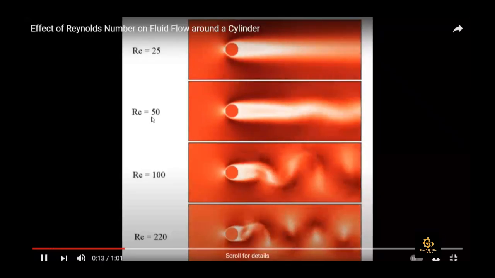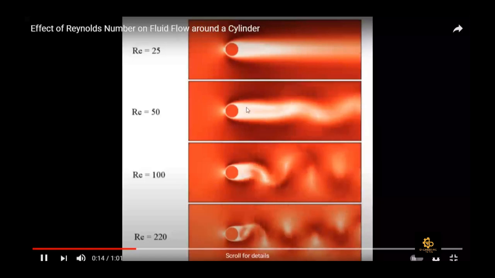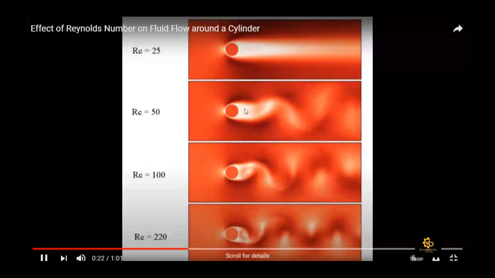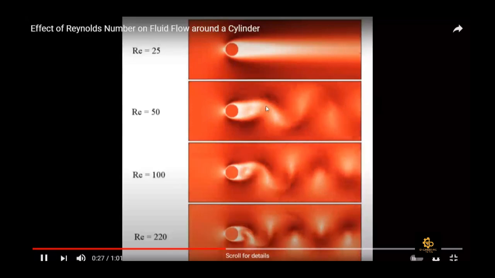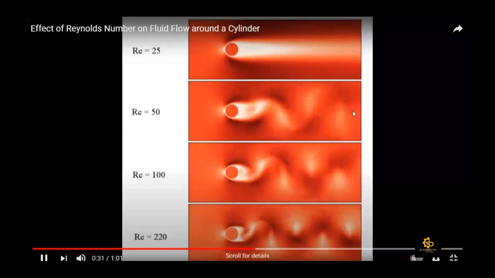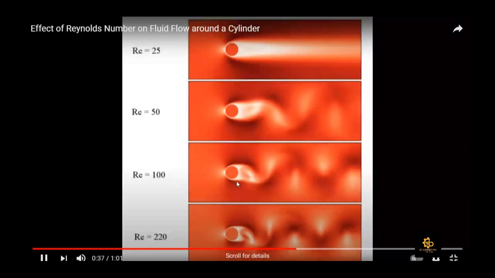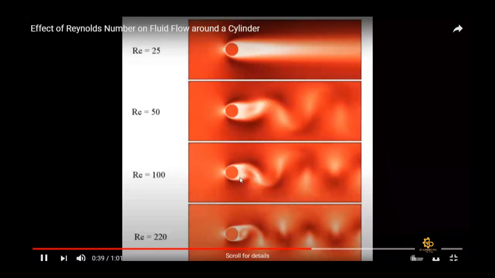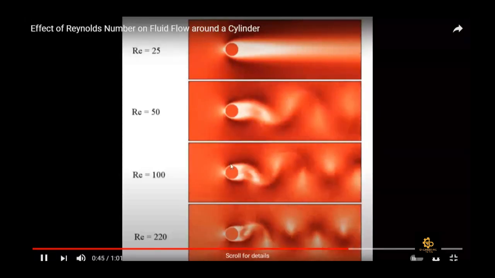But for the Reynolds number 50, 100 and 220, you can see the von Karman shedding. So shedding means that the vortices are being shed on the downstream and then they move along the flow in the downstream region. And you can see that the vortex is shed from the top side and then alternatively from the bottom side. So it means that there would be some kind of vibration in this cylinder, right?